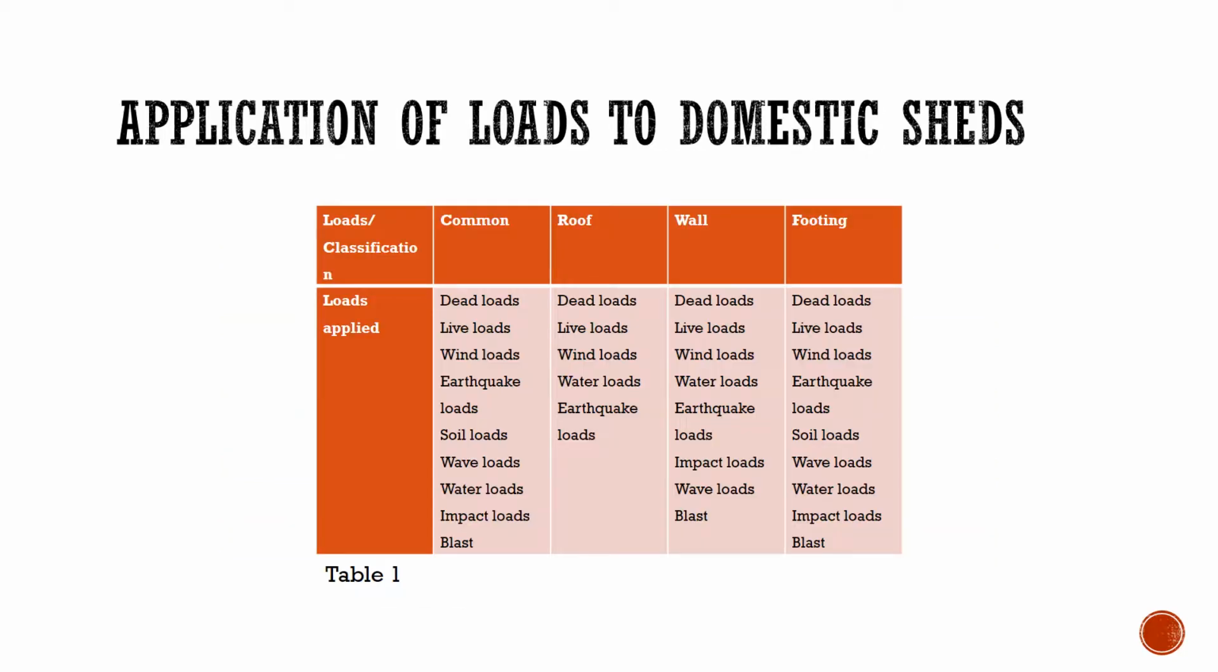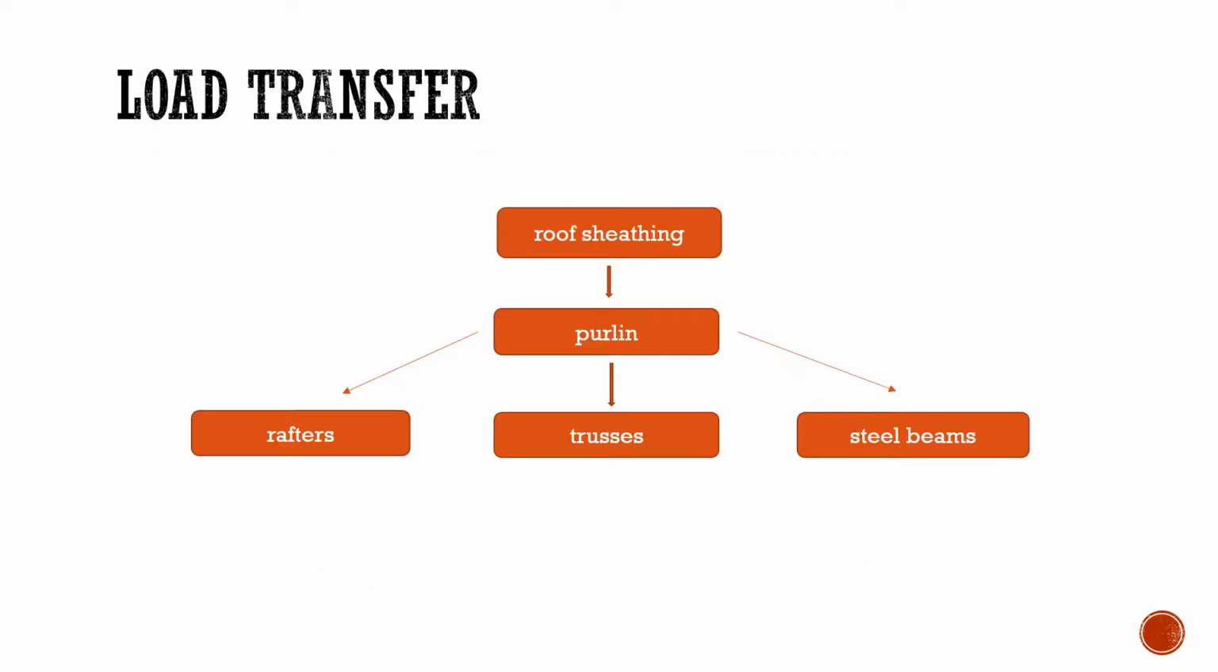Load is one of the significant elements when designing. Table 1 shows the application of loads in different parts of a domestic building. Assuming the loads, for example dead load, live load, and wind loads, are carried from the apex area, the load path will start at the roof sheeting. Then the sheeting transfers the loads to the purlin, which is supported by rafters, trusses, and steel beams.